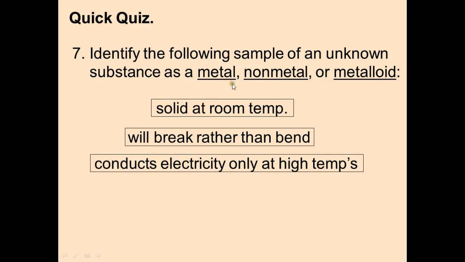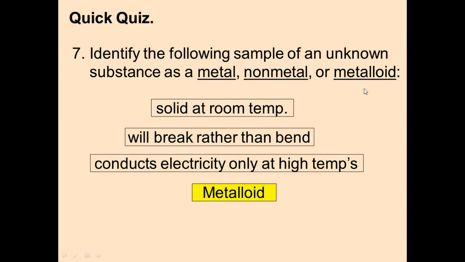Right now, I'm thinking it's a metalloid, so let's see if the last characteristic confirms it. It conducts electricity only at high temperatures. Metals conduct electricity pretty much all the time. Nonmetals don't conduct electricity at all, and metalloids are semiconductors, so they sometimes do, sometimes don't, or conduct electricity a little bit, not a lot. So it's in the middle. This does sound like a metalloid.